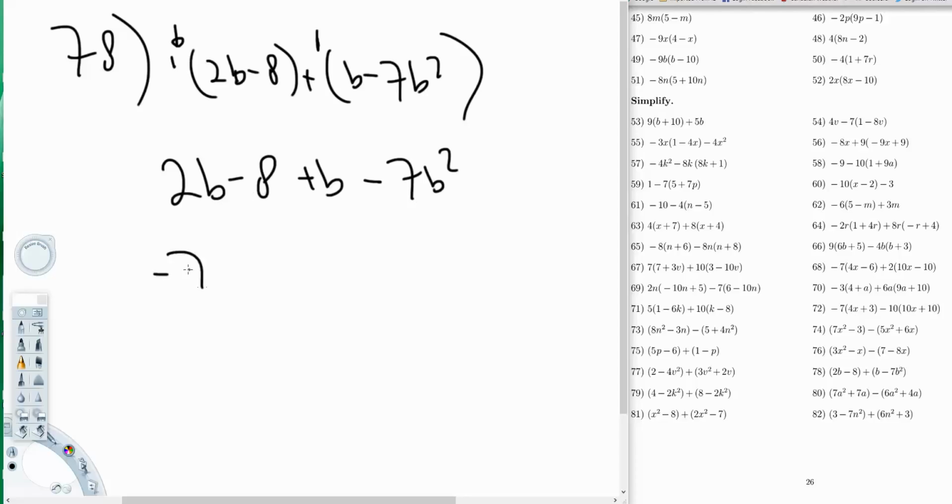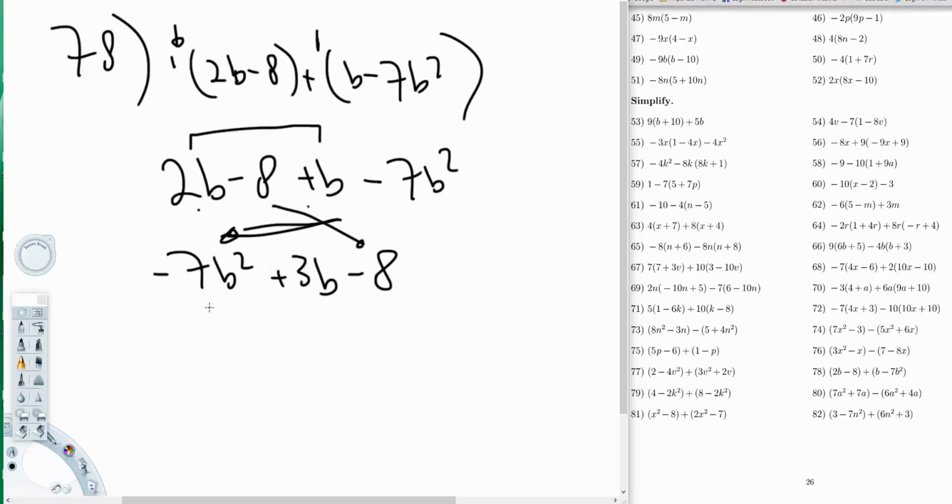So we'll put the minus 7b here, right? Minus 7b. We're going to put it right there. We have 2 b's here. So we have 2b plus b equals 3b. And then we have the minus 8 that we'll just add at the end. Let's take a look at it. Does that make sense? Yes, it does.